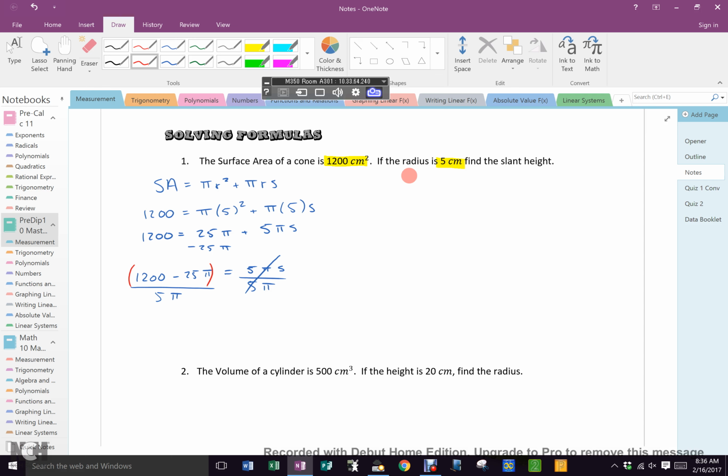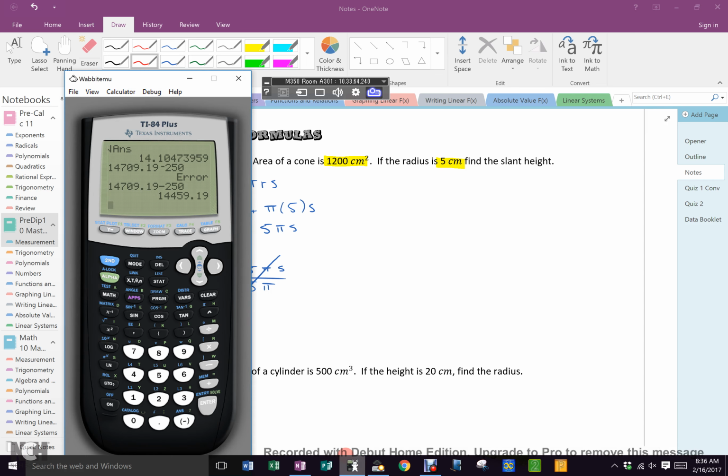Wait, what's the answer? I don't know. Let's check. Yeah, please solve it. Bracket, 1,200 minus 25 pi, close brackets, divided by 5 pi.